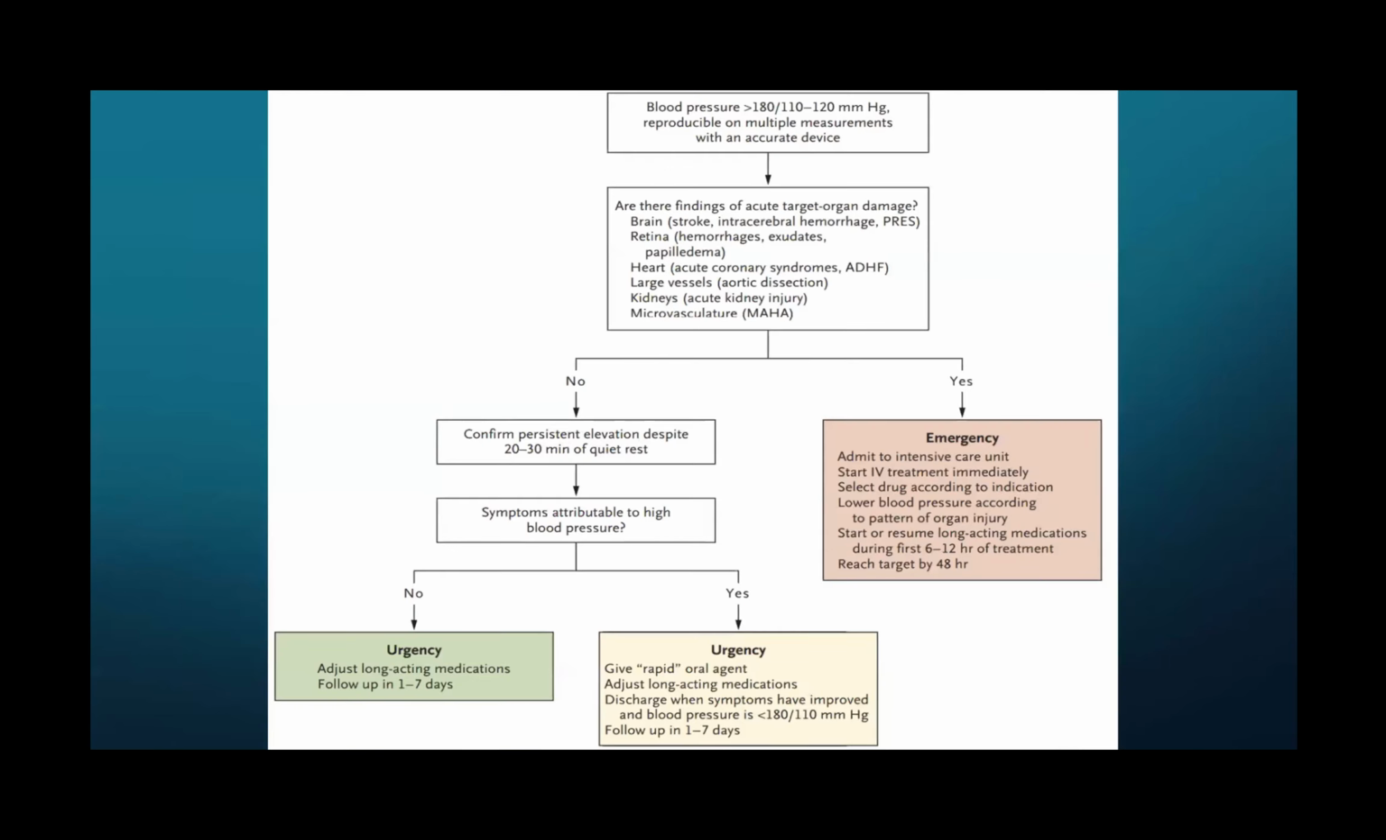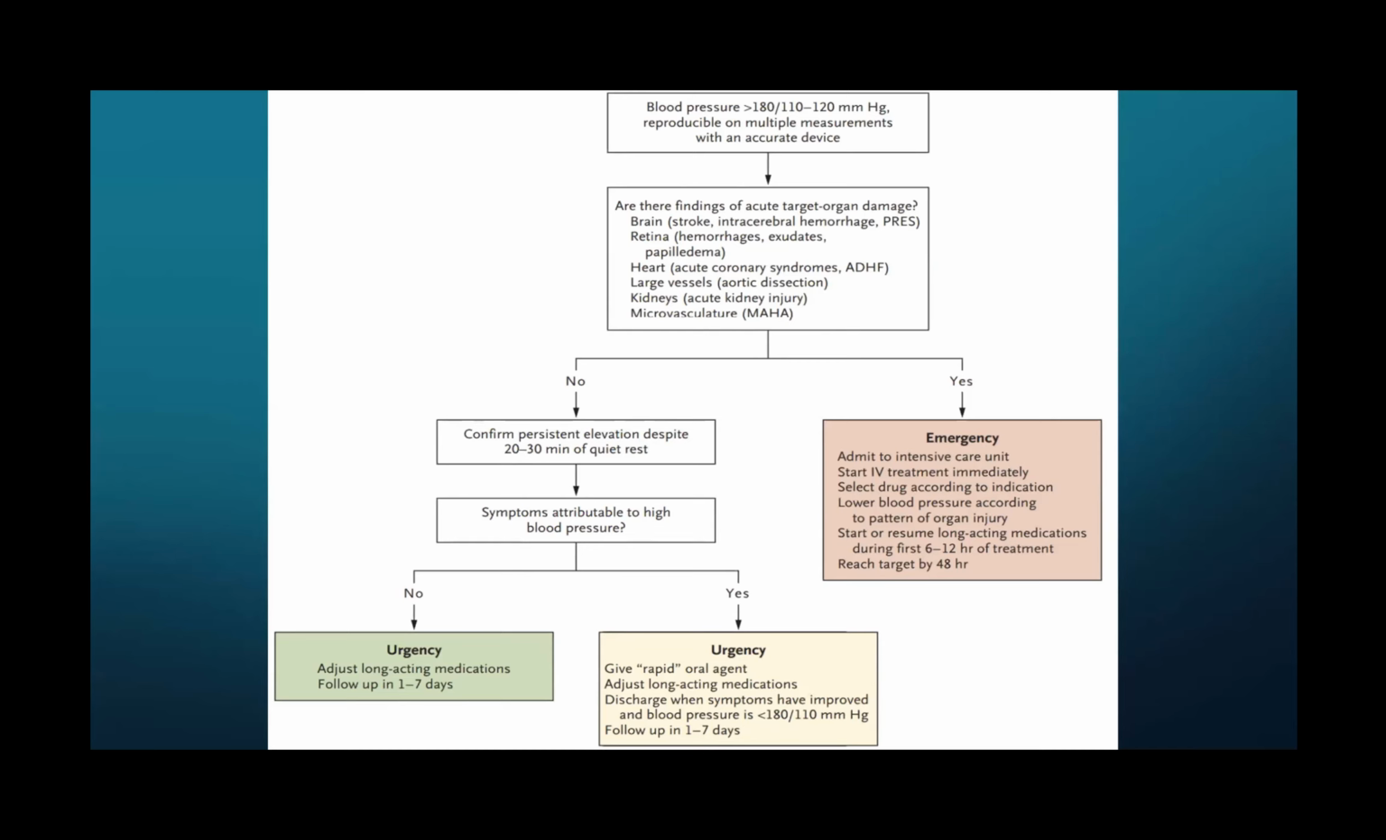So how do you approach a patient who has a significantly elevated blood pressure? When you have a patient with a blood pressure, say his systolics are more than 180 and diastolics are more than 110 to 120, this again has to be reproducible on multiple measurements with an accurate device. It cannot just be one isolated reading. This has to be verified because this definitely affects how we manage patients.